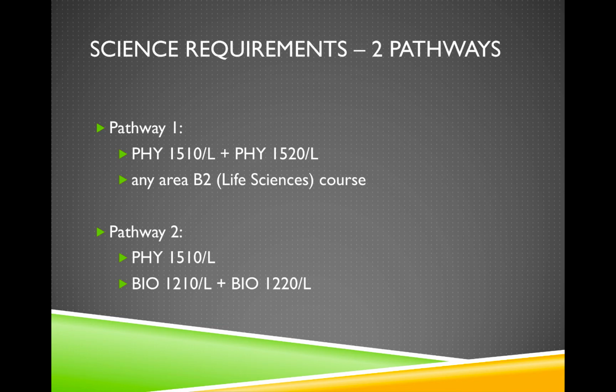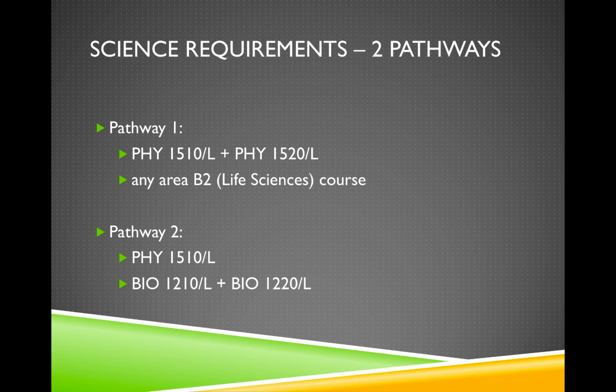On the other hand, Pathway 2 is the pathway for people that might be interested in mathematical biology or in biostatistics, and so they want to do a more serious biology class. And so if you want to follow that pathway, you would need to take the full year of biology, Bio 1210 and Bio 1220 with their labs. If you do that, then you only need to take the first semester of physics. And so those are up to you.